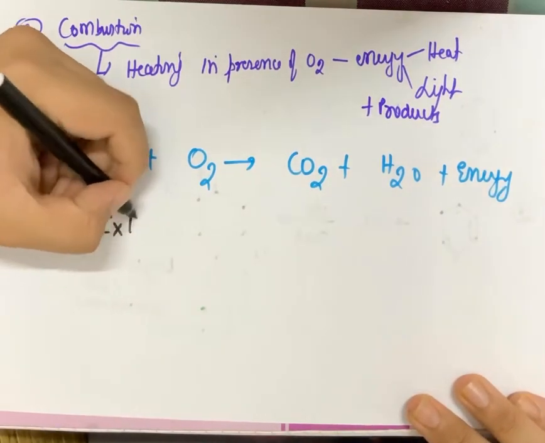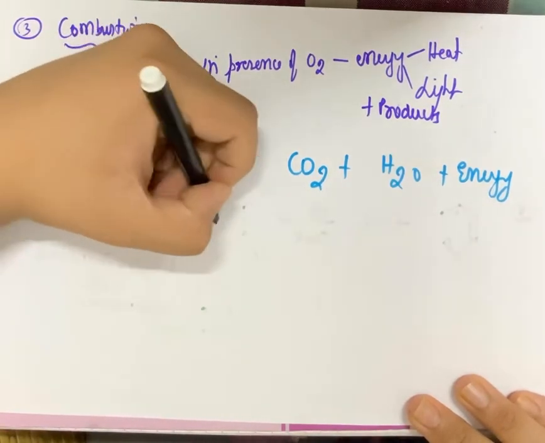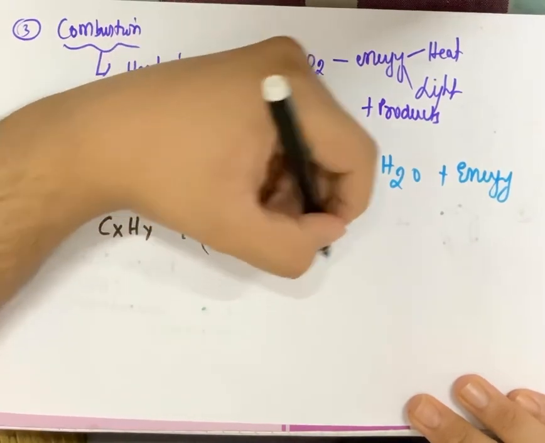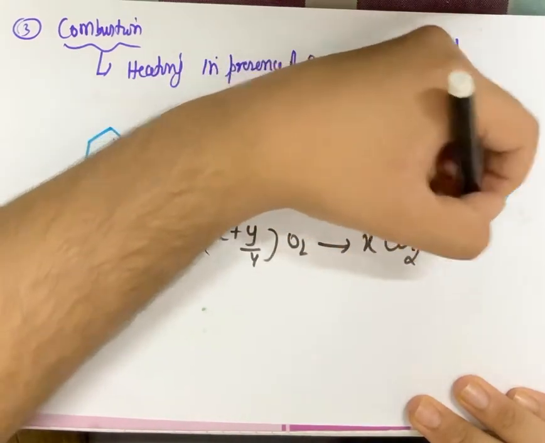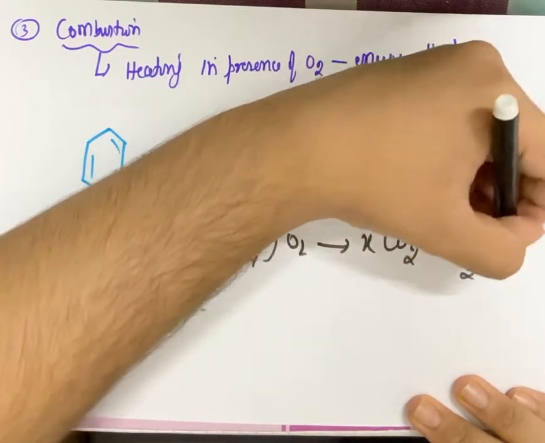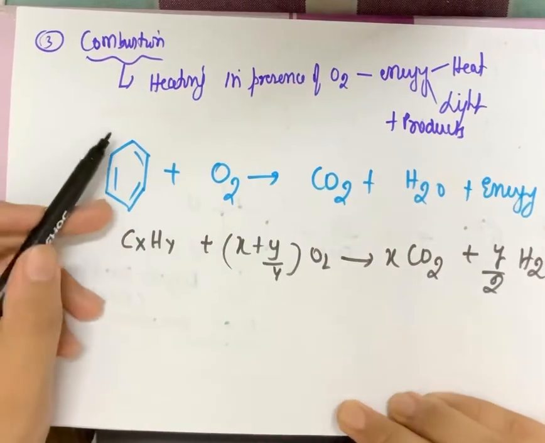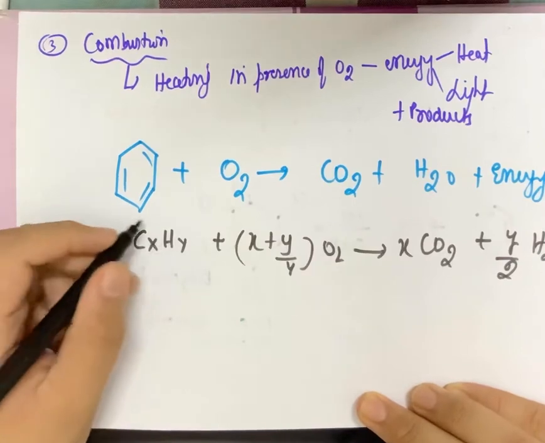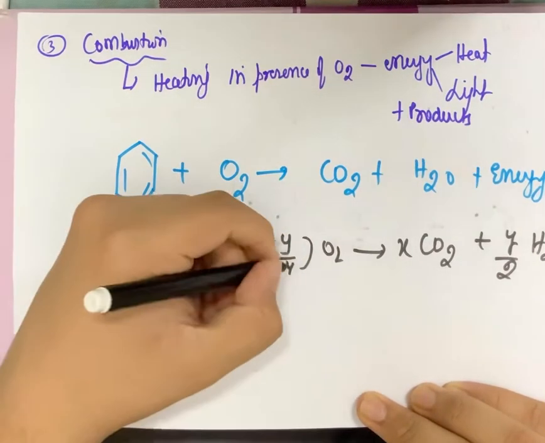If we have CxHy as the parent hydrocarbon, then the number of oxygen will be x plus y by 4. We have to remember this rule. The number of carbon dioxide will be x again, and the number of water will be y by 2. Now let's understand. If the parent hydrocarbon undergoing combustion has x carbons and y hydrogens, then the number of oxygens will be x plus y by 4.